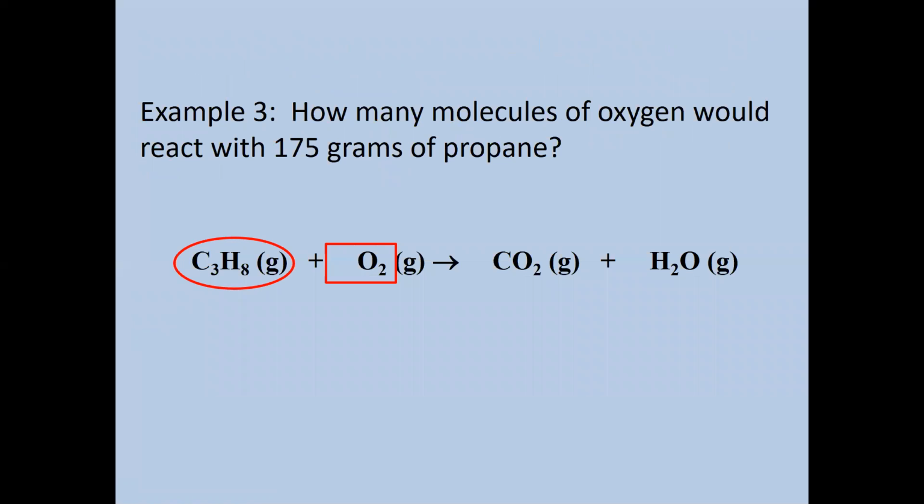All right, this one again is a little bit different. How many molecules of oxygen would react with 117 grams of propane? So first I want to start with our balanced reaction. I can see that I'm going to need a 3 in front of the carbon dioxide so I can balance out the carbons. I'm going to need a 4 in front of the waters to balance my hydrogens. And that means I need a 5 in front of the oxygen to balance my oxygens.